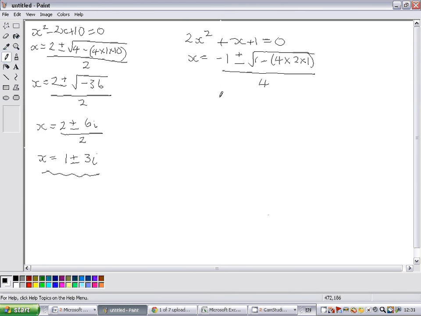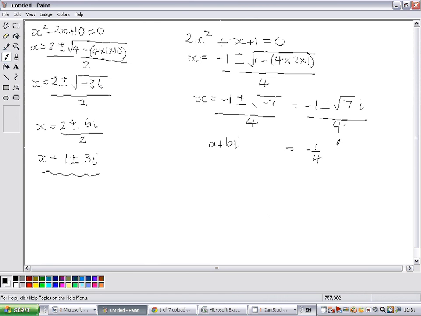So we have minus 1 plus or minus the square root of 1 take 8, minus 7. And so again we can split that up and we can write it as minus 1 plus or minus, I'll leave it as a quarter, root 7 times root minus 1. Now sometimes in an exam they ask you to give it in the form a plus bi, so just to be on the safe side I'd probably split it up and write the first part, the real part, as minus a quarter, plus or minus root 7 over 4 for the imaginary part.